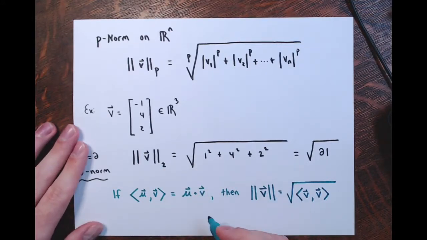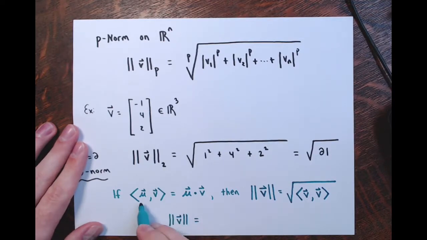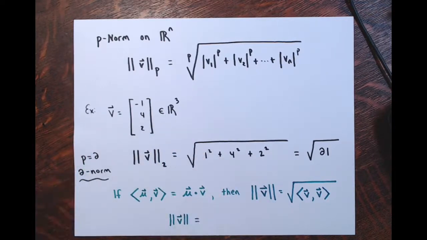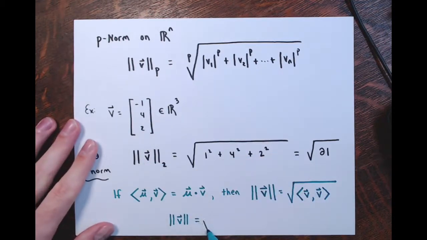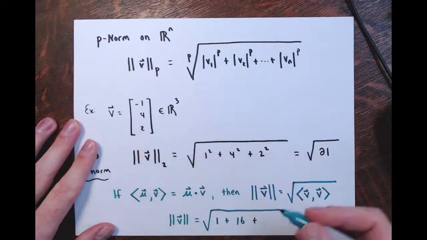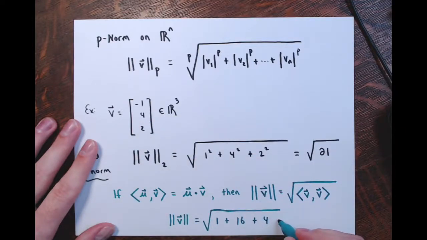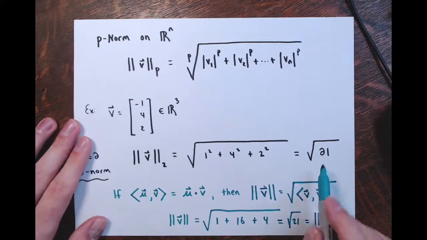Because think about it, this norm of v then. So if the inner product defined on R3 is the dot product, and v was this vector -1, 4, 2, then this would be the square root of -1 squared, which is 1, plus 4 times 4, which would be 16, plus 2 times 2, 4, and I get the exact same thing. I get the square root of 21, which is the same as the 2 norm I just found up here.